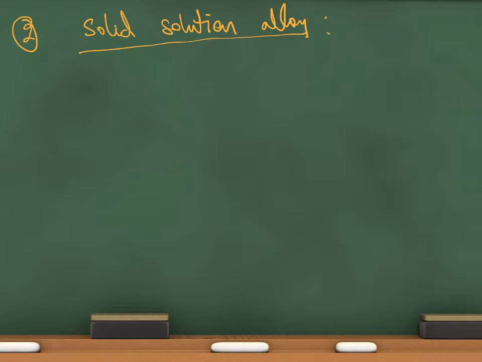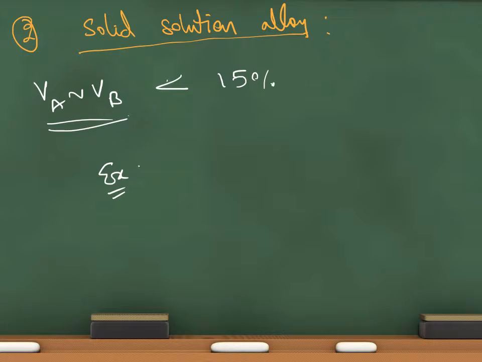And what if it is less than 15%? That is the second case, the solid solution alloy. If the volumes differ by less than 15%, then it is called a solid solution alloy. Example for this: copper nickel alloy.